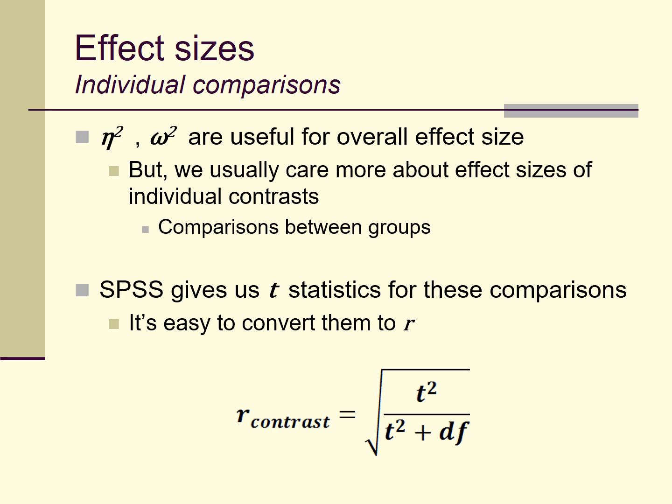We just use the t-statistic and the degrees of freedom that we see in our output. Again, this is really easy to see in the regression output because we just look at the table of coefficients, and we can compute a little r for the contrast and interpret it much as we would interpret any other correlation.